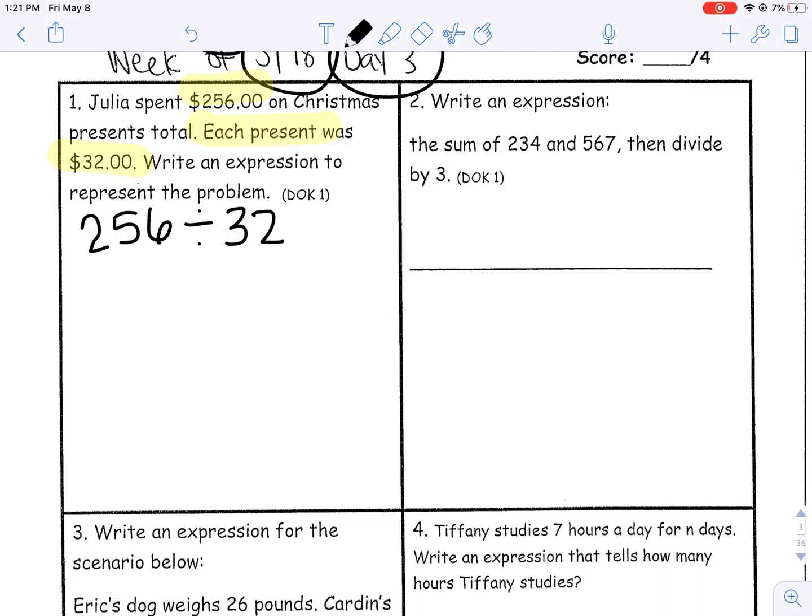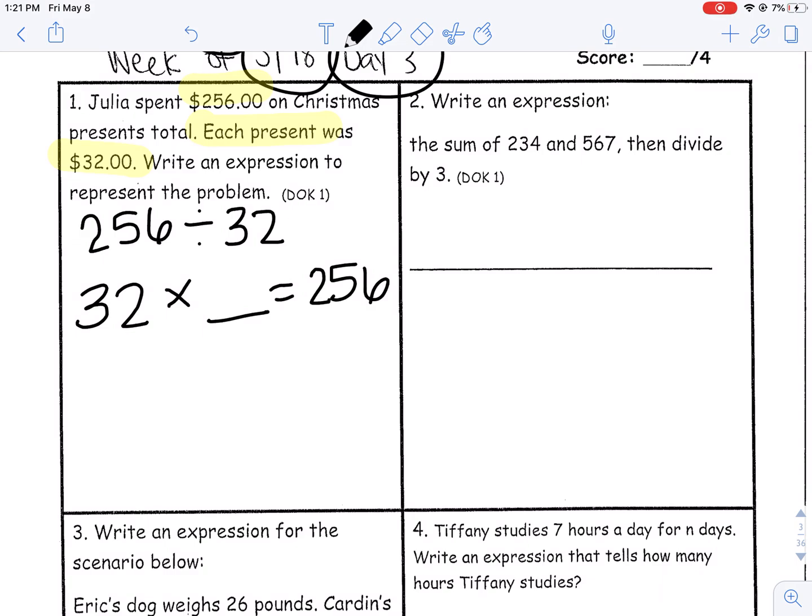Notice I didn't even have to solve it. All I had to do is write it in the expression. Another way that I could write this problem is as a missing number. So I could say I have $32 each, and I'm multiplying that by something to equal 256. So this just comes out to a fact family type question. And that's all I need to do for expressions.